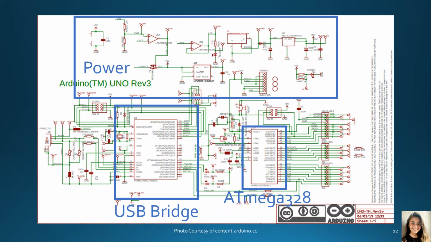Here you can see the schematic of the Arduino Uno. The power supply is at the top, followed by the USB bridge below on the left, and the Atmega 328 microcontroller on the bottom right.